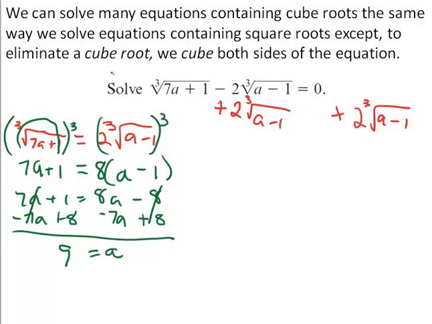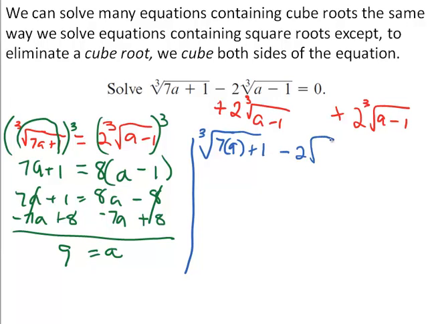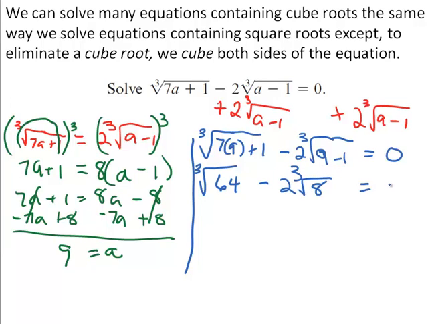And I want to test that. So the cube root of 7 times 9 plus 1 minus 2 times the cube root of 9 minus 1 equals 0. So that's the cube root of 7 times 9 is 63 plus 1 is 64 minus 2 times the cube root of 9 times 1 is 8 equals 0.